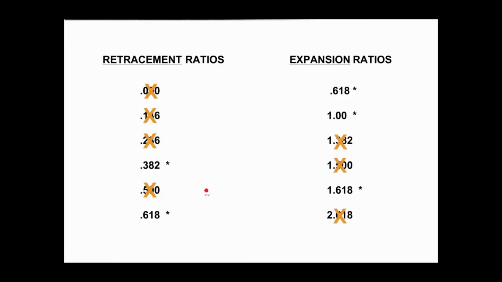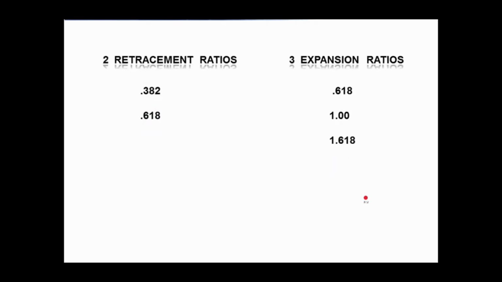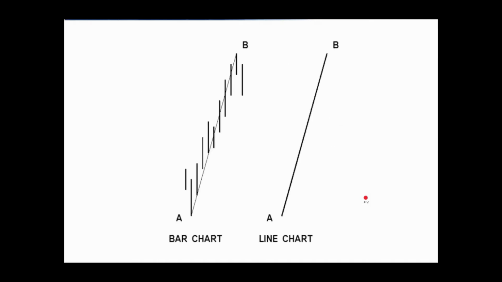And then for the expansions, we'll be looking at the 0.618, the 100, and the 161.8% expansion. So here's what we use on the leading indicator side. We use 2 retracement ratios and 3 expansion ratios, and it's as simple as that.